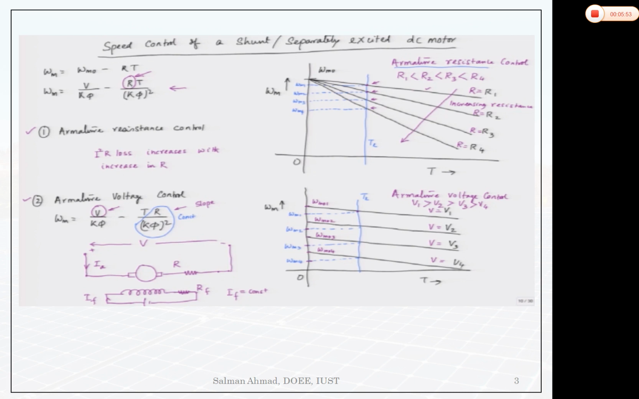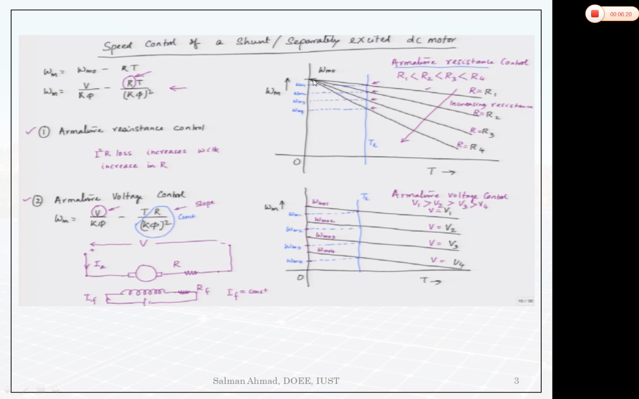The first method we call the armature resistance control method. Here you can see on the y-axis we have speed, on the x-axis we have torque. If we increase the R value, the resistance value, what will result? Here there will be no effect on the no load speed, it will be the same. But as you increase the R value, the negative slope will increase.